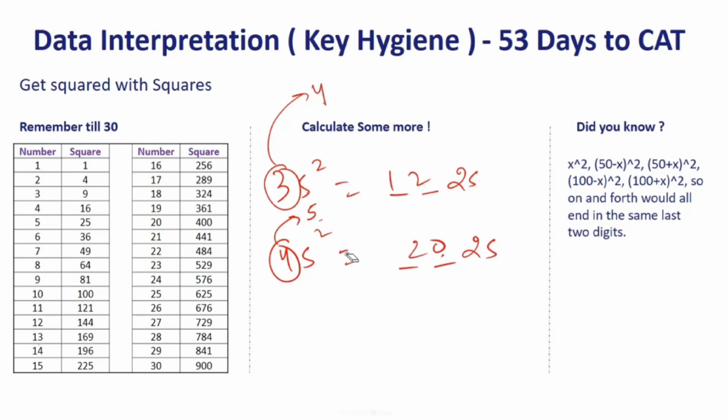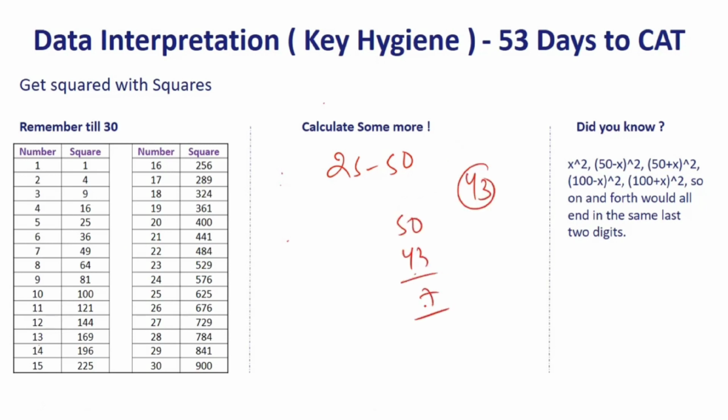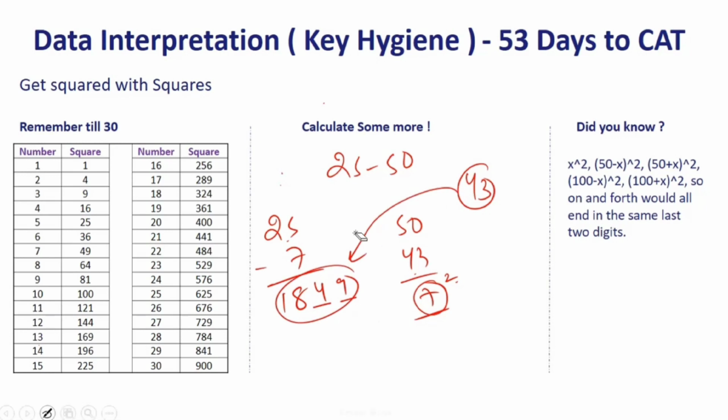This is quite simple. If you have to, let's say, square any number between 25 to 50, let's say take 43, what you have to do? So take difference with 50. What is the difference? 7. Now subtract this number from 25. What do you get? 18. And just square this number and place it here in two places. So 7 square will be 49. So 43 square is 1849.